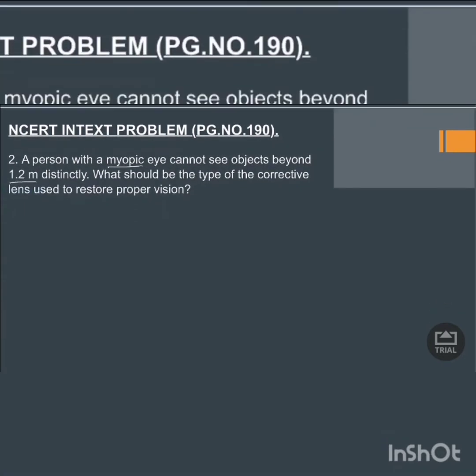So the first problem is the in-text problem, page number 190. First, a person with a myopic eye cannot see objects beyond 1.2 meter distinctly. What should be the type of the corrective lens used to restore his proper vision? So he should use a concave lens to correct his defect.